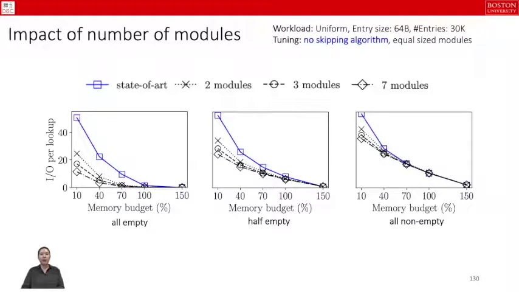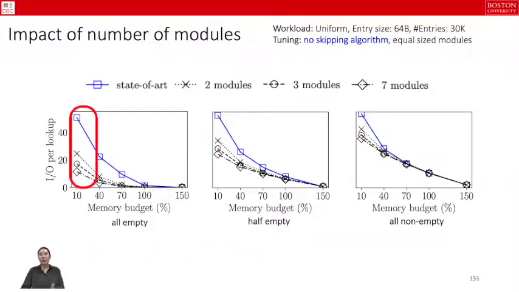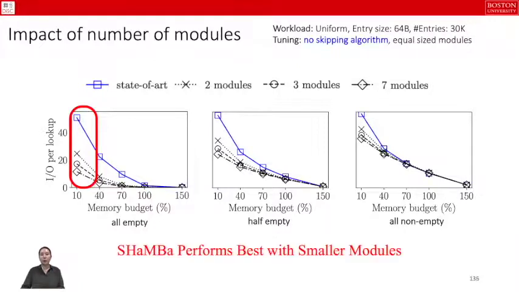First, we evaluate the impact of the number of modules. Here, no skipping algorithm is used, and we vary the memory budget from 10% to 150%. As we can predict, the performance improvement of the modular Bloom filter is bigger for empty queries. As the non-empty ratio increases, the benefit also decreases. Also, we observed that Shamba performs best with smaller modules.